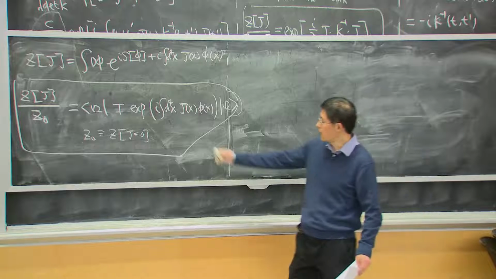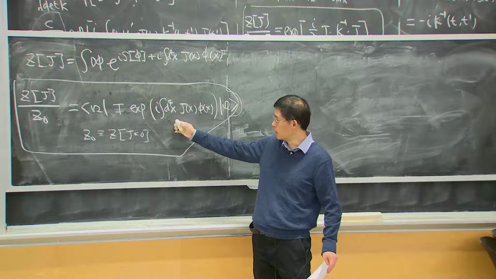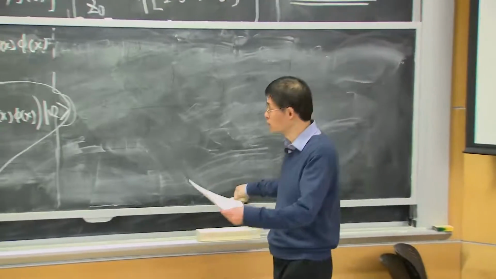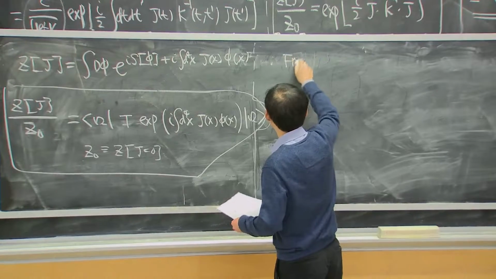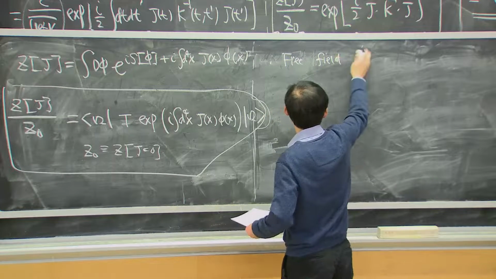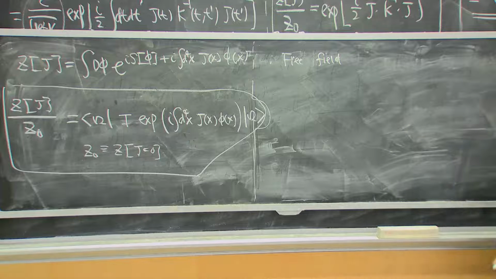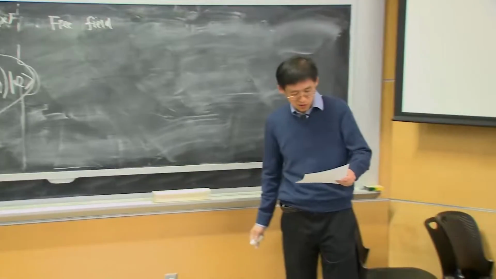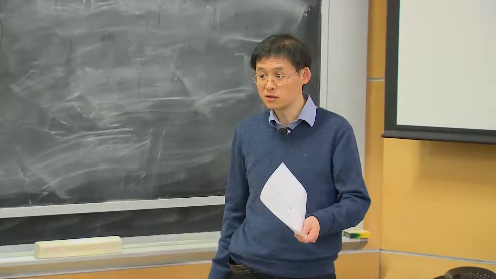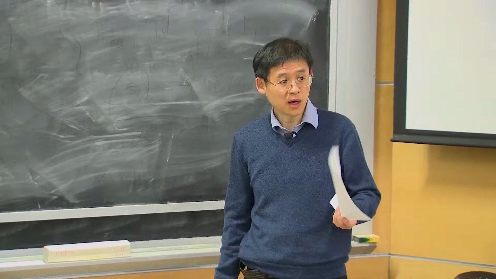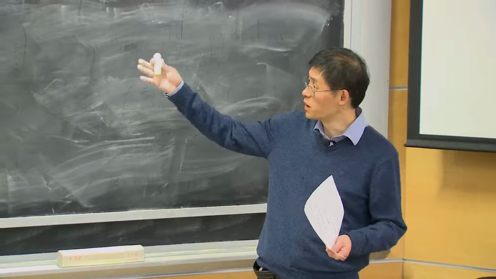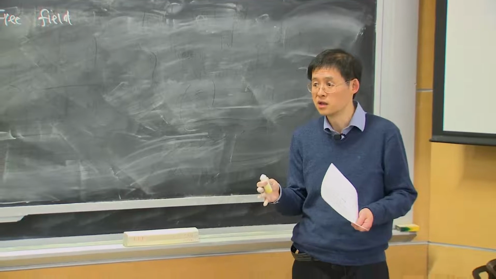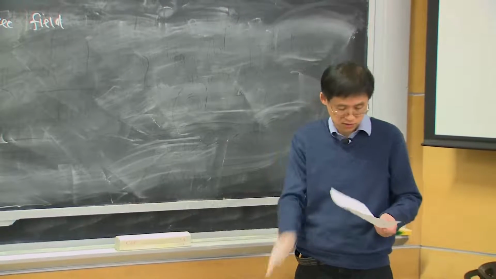Good. So now let's look at how to calculate this in field theory. First, let's just look at the free field theory, before we look at the interacting case. The free field theory is almost identical to the harmonic oscillator case, because the free theory will also be a quadratic Gaussian integral, so everything will be very similar. We just need to replace some notations.